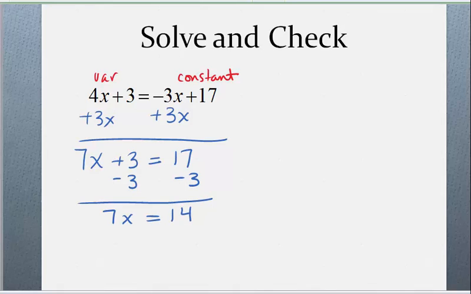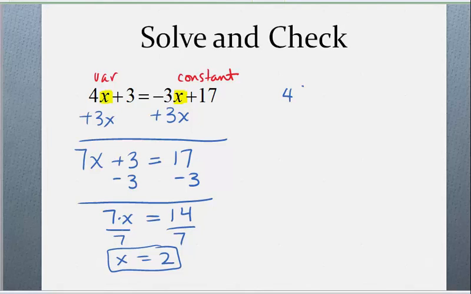Now that I've got one term on each side, now I can just eliminate the coefficient, this 7. That's connected by multiplication, so the way I eliminate it is with division. That means I have x equals 2 as my solution. And if I want to check it, go back into the original equation and plug it in where the x is.